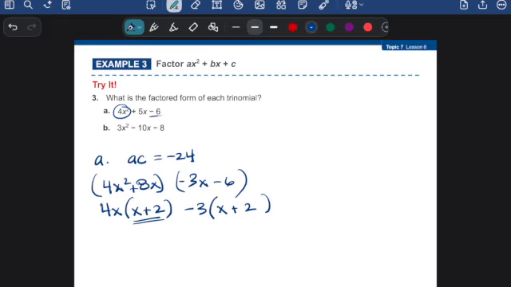That's what I want. I have a common binomial. So I'm going to write my common binomial and then take my greatest common factors and put them in the other binomial. 4x, and this is a minus 3.